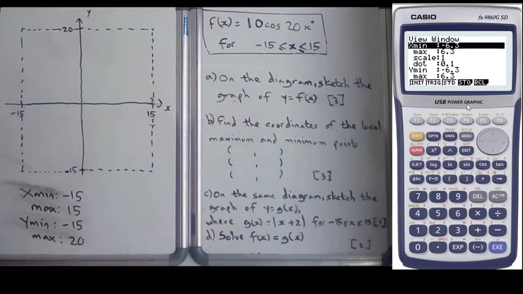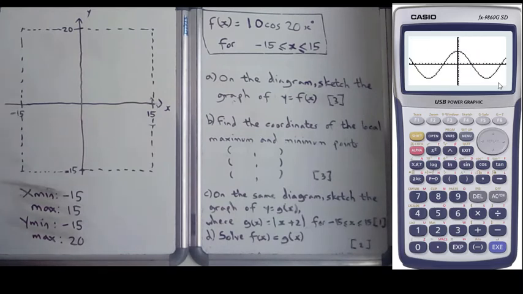So you need to get your view window right. So minus 15, 15, skip scale, skip dot, and you've got minus 15, 20, and then we draw, and this looks more like it. This is showing me key points.